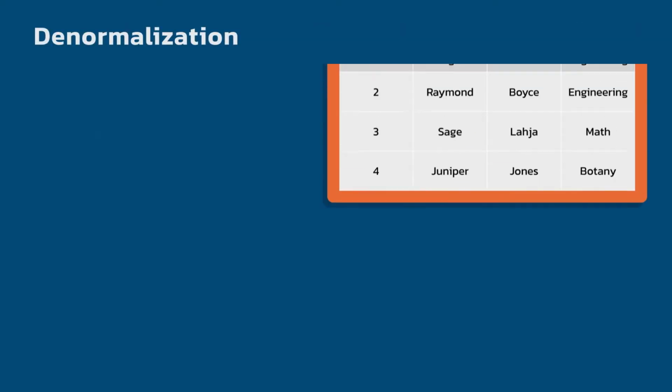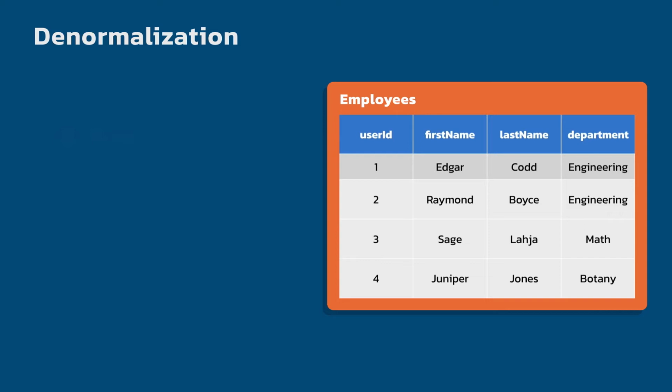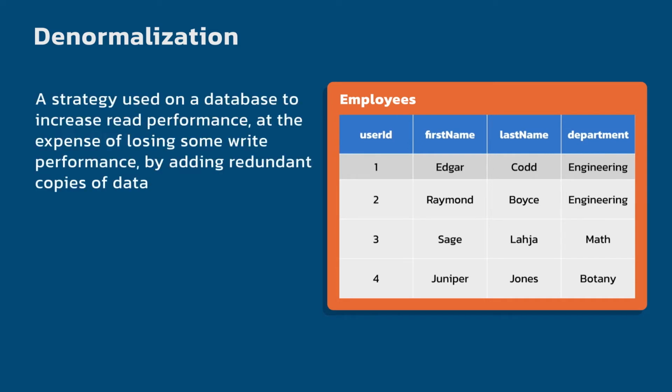Another technique, though, is called denormalization. This is essentially the opposite of normalization. Denormalization is a strategy used to increase read performance. In the relational world, this is generally not used unless you're talking about data warehousing, or if you have a particular need for read performance where you need to flatten out the data. If you look at the table now, I have a single employees table, and I have the same Edgar Codd, engineering, and so on.